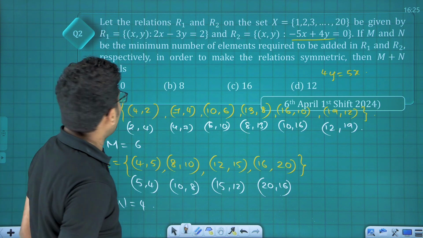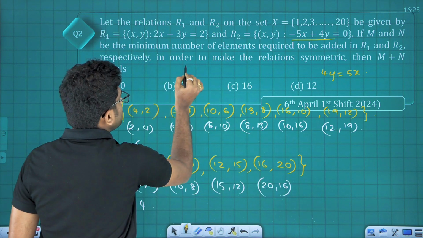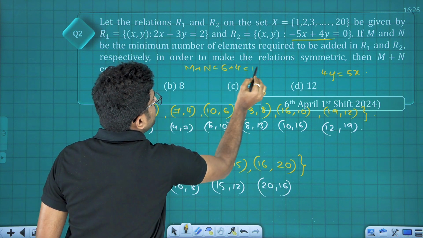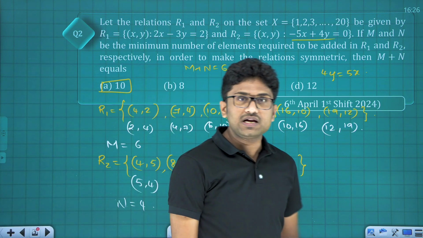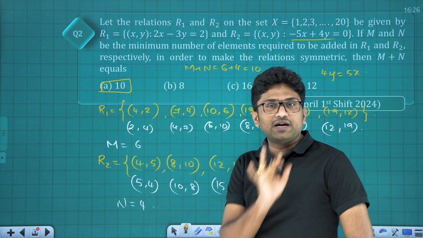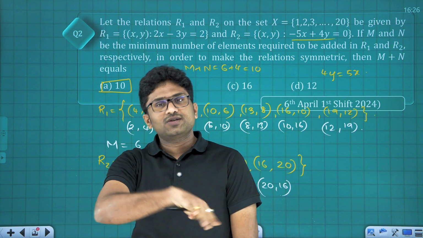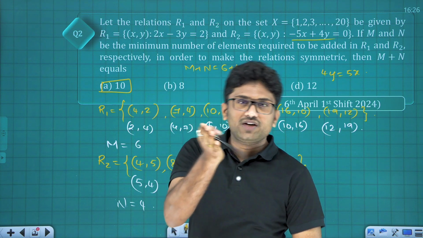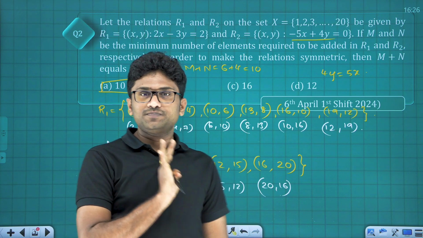Now they are asking us to find the m plus n value, which is 6 plus 4, equal to 10. The answer is option A. Clear, friends? In each question from relations, we check whether it is reflexive, symmetric or transitive, and finally whether it is an equivalence relation or not.